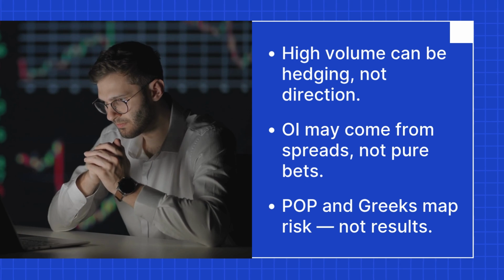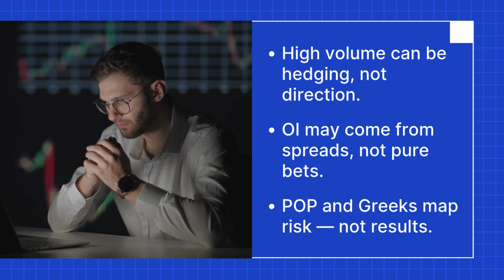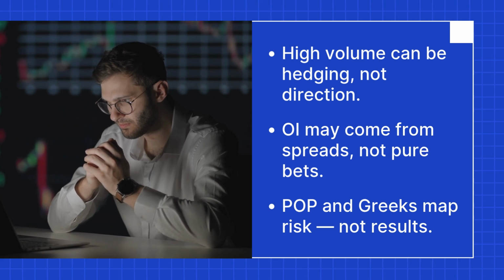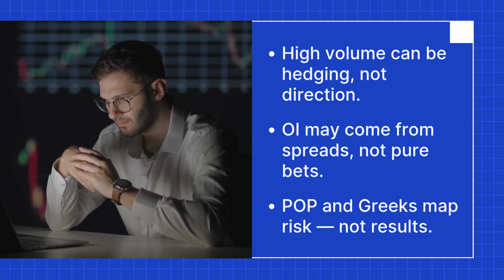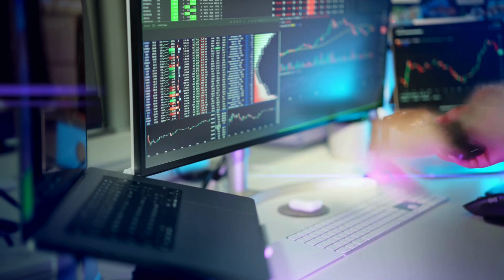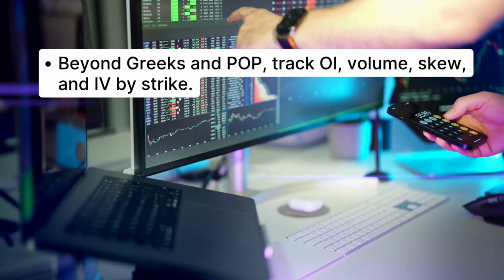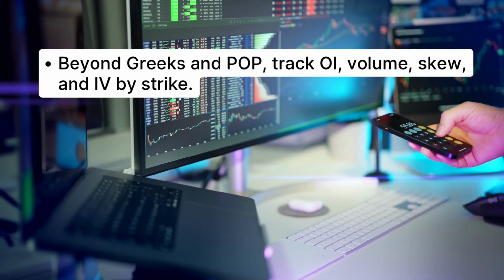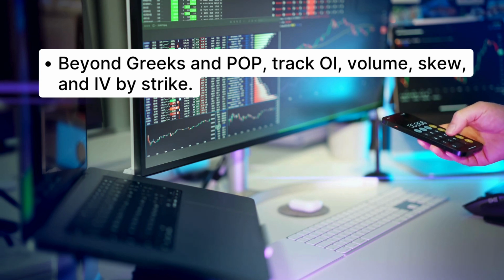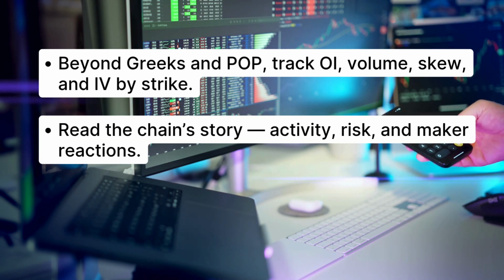POP and Greeks are only models. They don't predict outcomes, they just map risks. The goal is context, not certainty. To recap, beyond Greeks and POP, watch open interest, volume, skew, and strike-by-strike IV. Read the chain like a story.